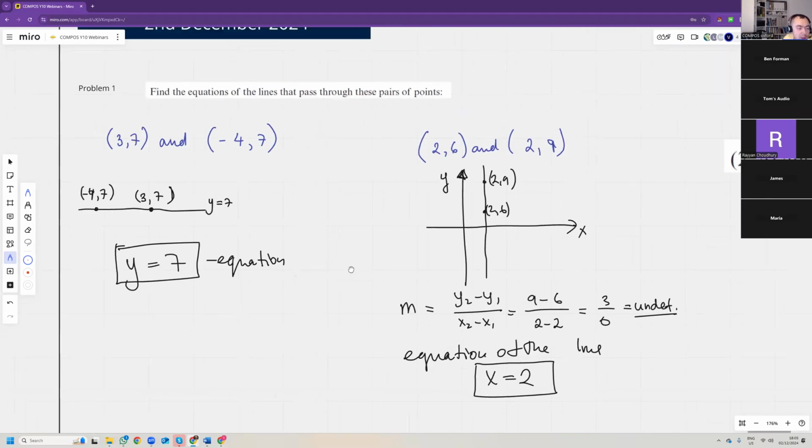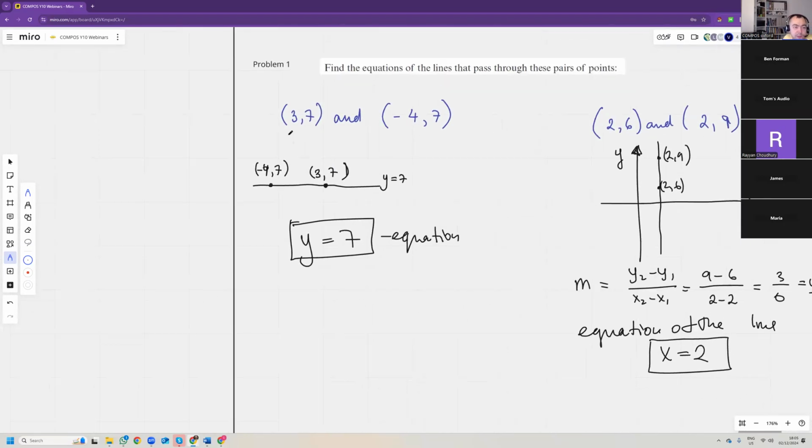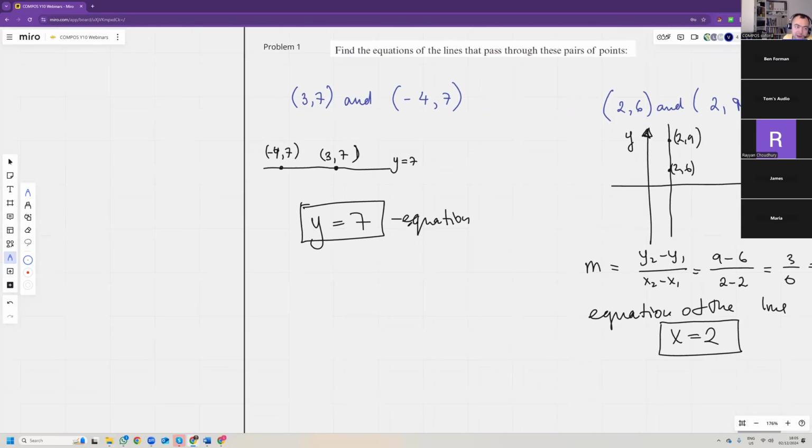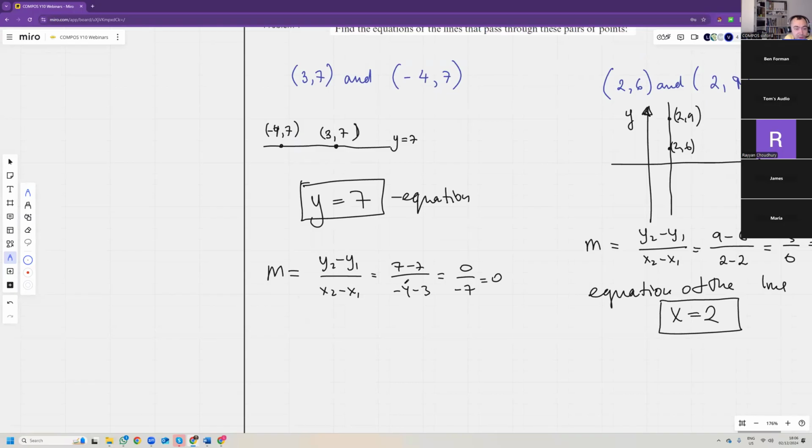You could do the first question using the classical method. So find the gradient first. The gradient is y2 minus y1 over x2 minus x1. So that would be 7 minus 7 over minus 4 minus 3, which would be 0 divided by minus 7, which is 0. So the gradient is 0.